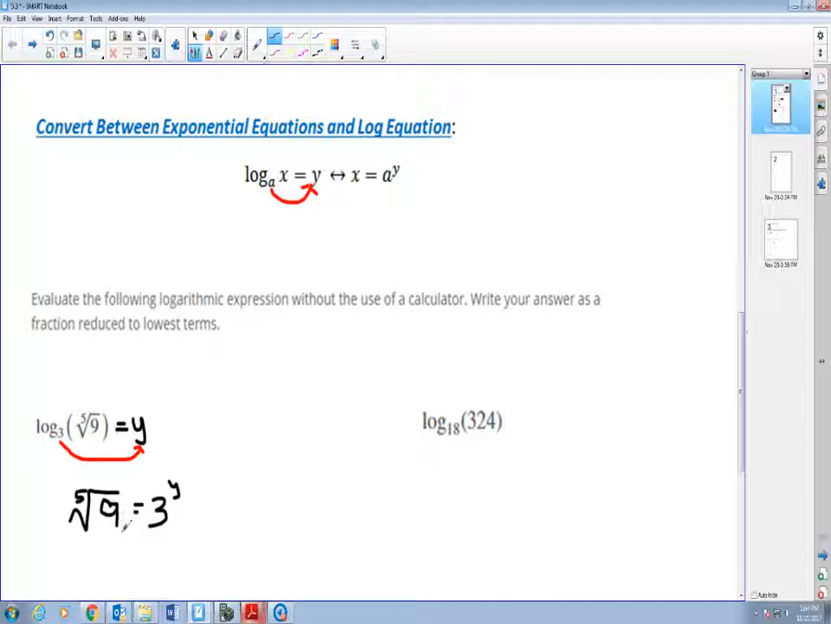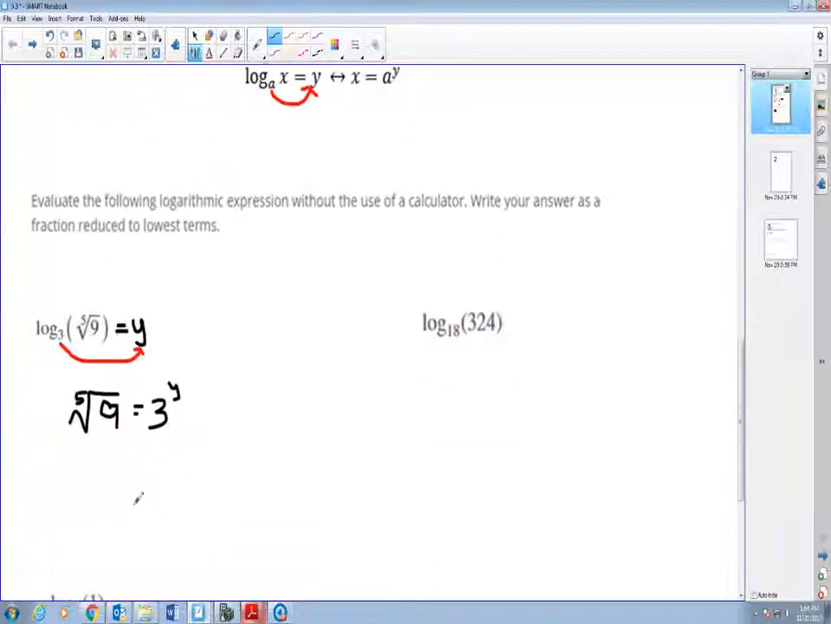Alright, I'm going to rewrite my 9 using a base 3. So 9 will be written as 3 squared. Now I'm going to write my radical in terms of a fraction exponent. The denominator determines the root, so that will be 3 to the 2/5 power.